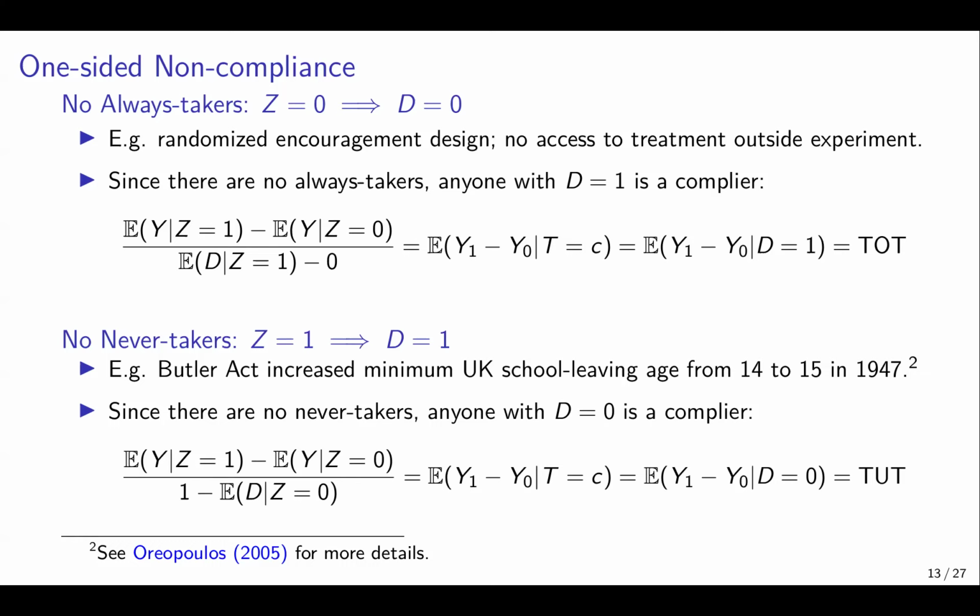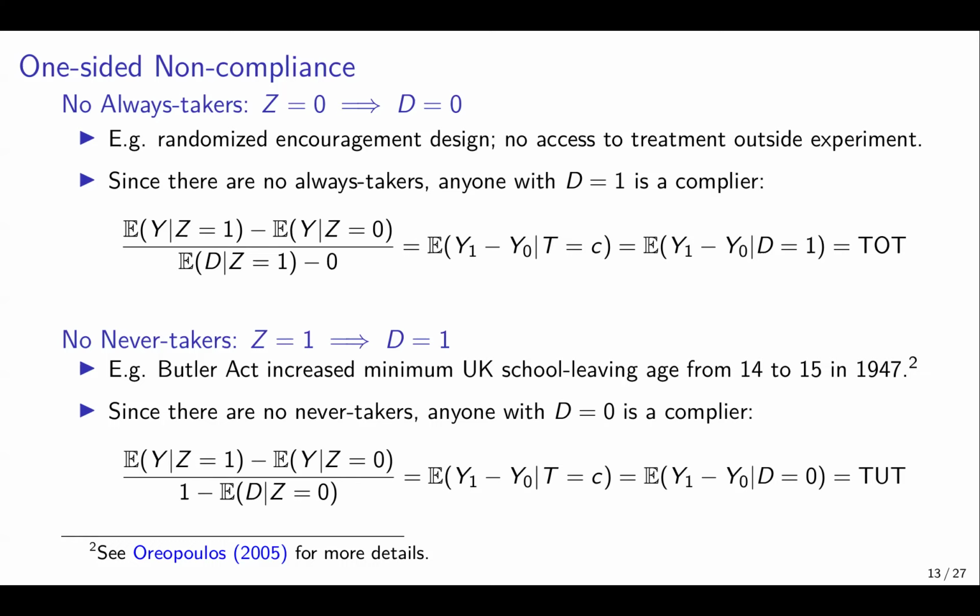So this is another example of one-sided noncompliance, but it's basically the opposite of the one from above. So in this case, there are no never takers. There could be always takers. That would be people who, even if they were born before the cutoff, would still stay in school until they're 15. But there will be no never takers because it's the law, and presumably the law is being enforced. So because there are no never takers, anyone with D equal to 0 is a complier. So above, with the one-sided noncompliance that we looked at to start with, anyone with D equals 1 was a complier. Now, anyone with D equals 0 must be a complier.